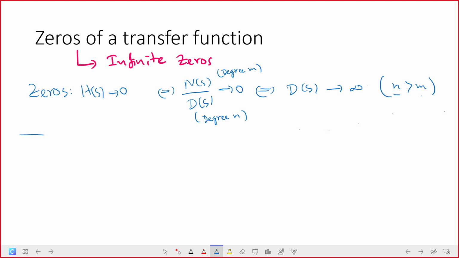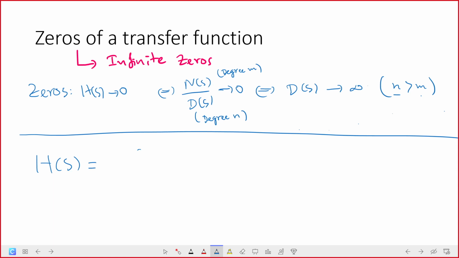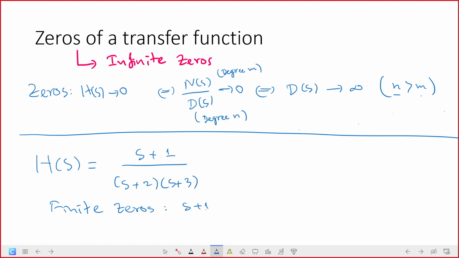Let's give an example for us to find both the finite zero and the infinite zero. Let's call H of s equal to (s plus 1) over (s plus 2)(s plus 3). The finite zero would be s plus 1 equal to 0, then s equals minus 1. So this is minus z1, which means z1 is 1.